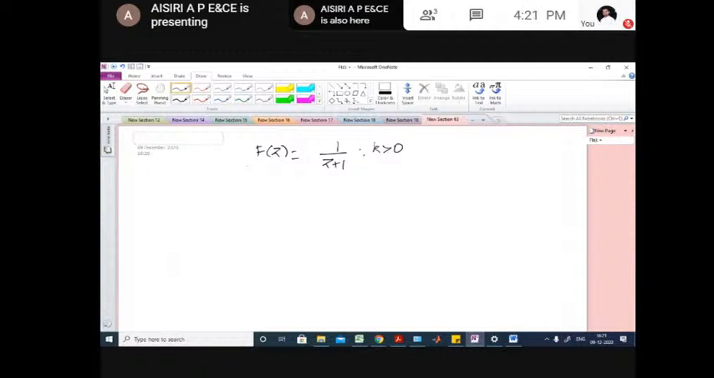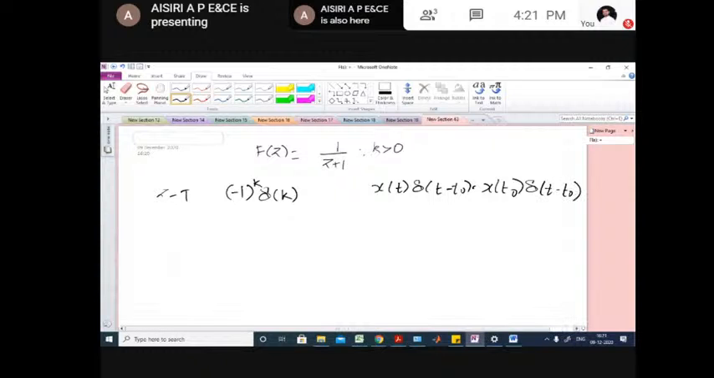We can do it in the traditional way, applying the inverse z transform. But instead, for this typical question, we can apply the z transform on the choices and then try to get the answer. The first option is minus 1 to the power k into delta of k. We know from the property that x of t multiplied with delta of t minus t naught is equal to x of t naught into delta of t minus t naught. This property applies for discrete and continuous.